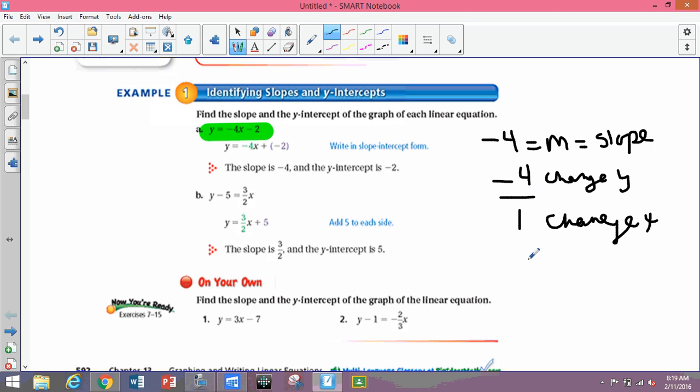So this means that I'm going to go down 4 for every 1 I go over to the right.